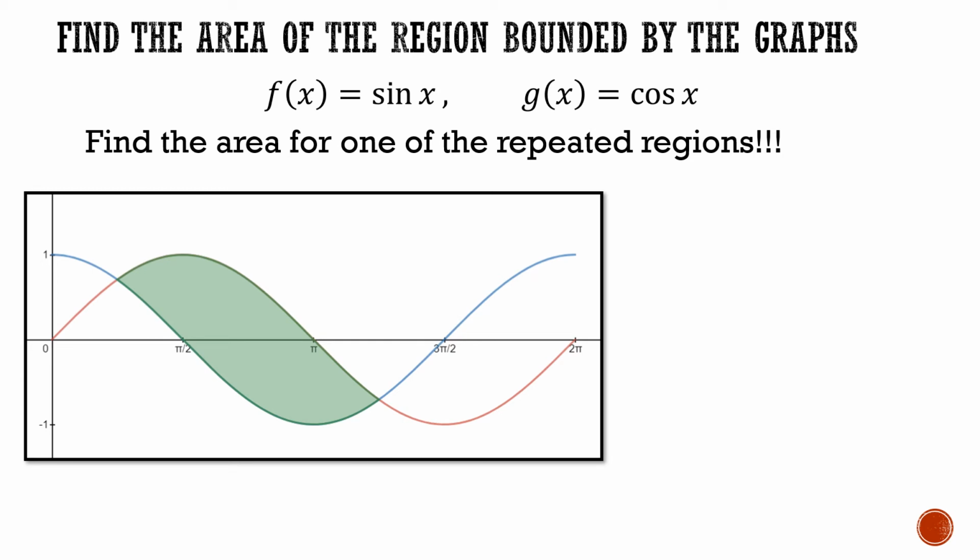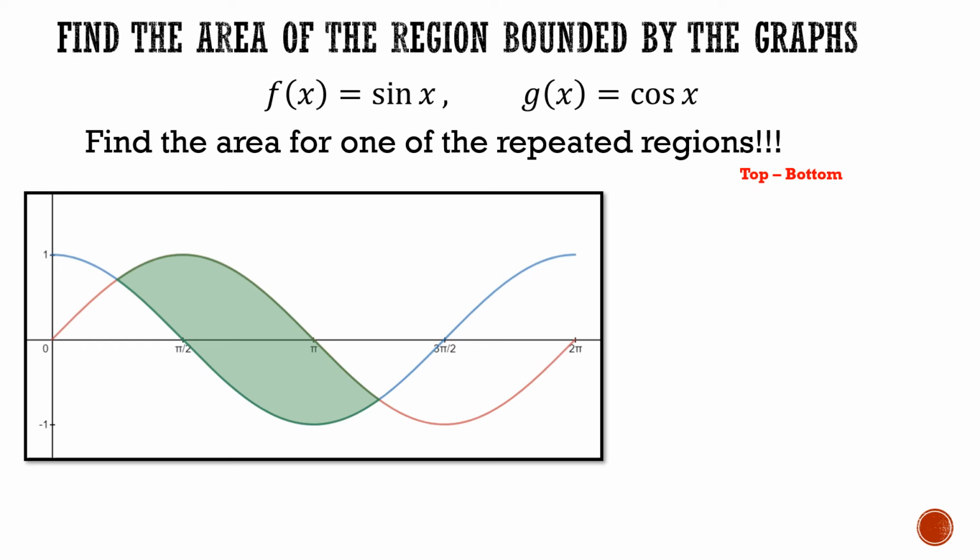All right, so again, when I look at this problem, I'm asking myself, is it top minus bottom? Is it a function on top of a function, or is it right minus left? And so again, when I look at this, I see top minus bottom. I see like this sine wave on top and then the cosine wave on the bottom. And so again, I'm going to do top minus bottom.